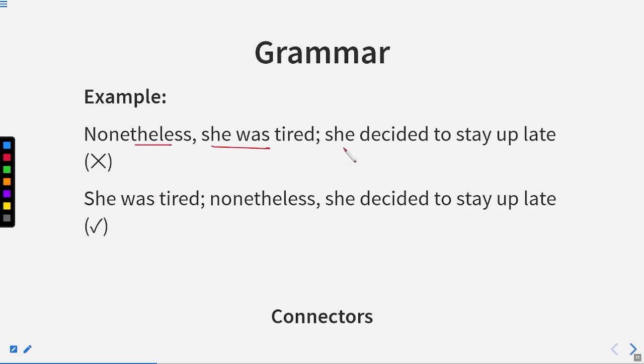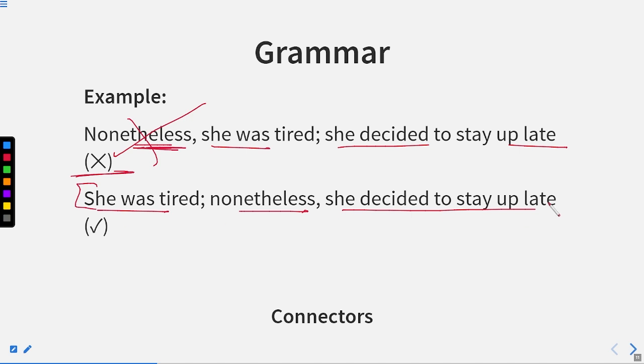Nonetheless, she was tired. She decided to stay up late. Now here, nonetheless is used at the start, which is incorrect. Whereas the correct sentence will be: she was tired; nonetheless, she decided to stay up late. It means these are two sentences creating only one with the help of nonetheless. So we are using a semicolon and then a comma in between. This is the structure, how to write nonetheless in a sentence.